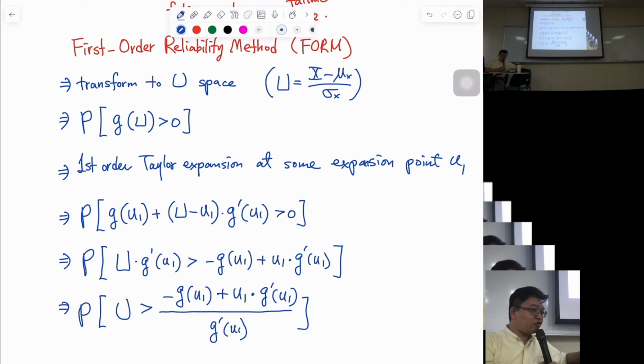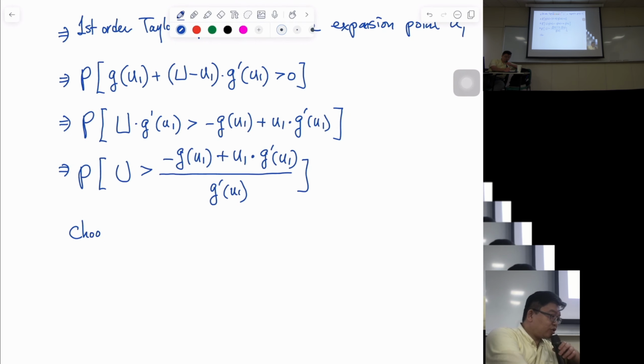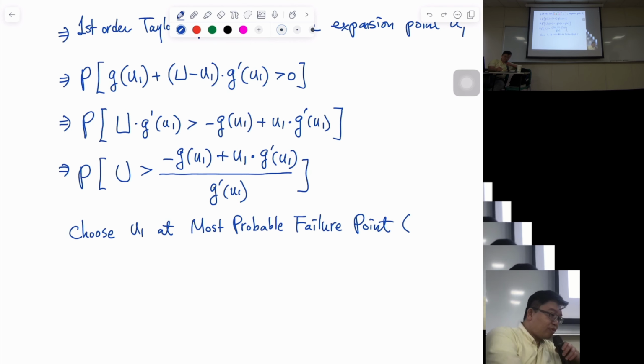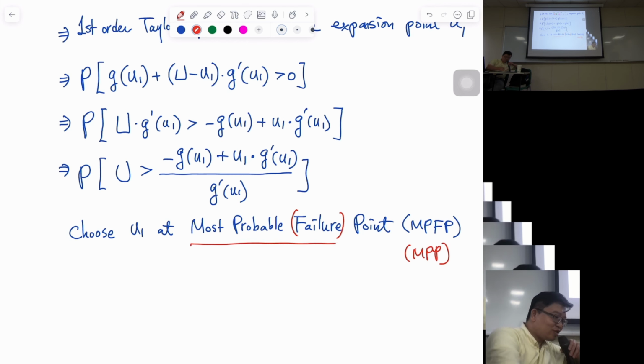So if I choose a very unique point for my expansion, I choose U1 at the so-called most probable failure point, the MPFP, or sometimes people just call this the MPP point. And people like to use U star to represent the MPP point. There's a reason, but I'm going to tell you why.